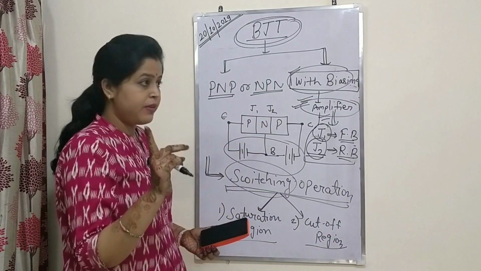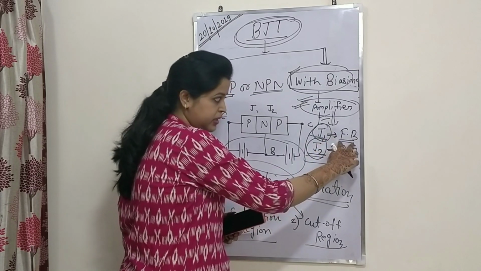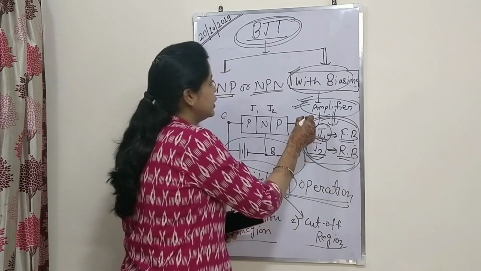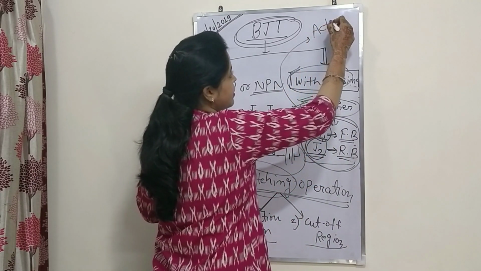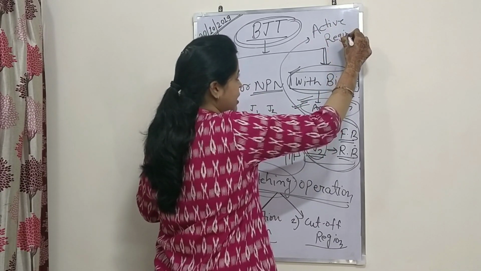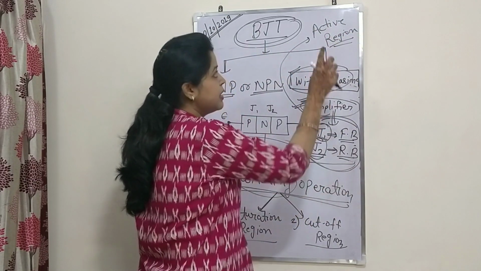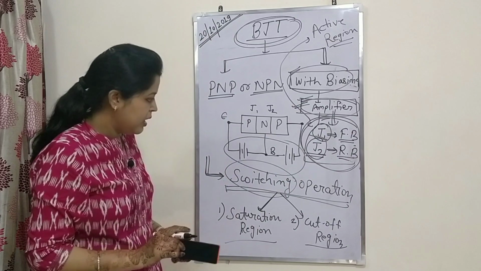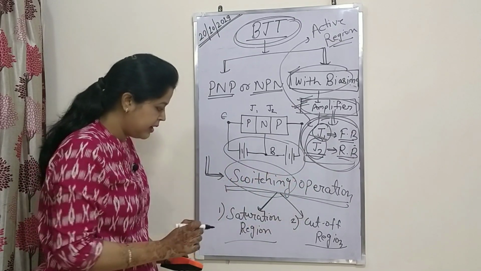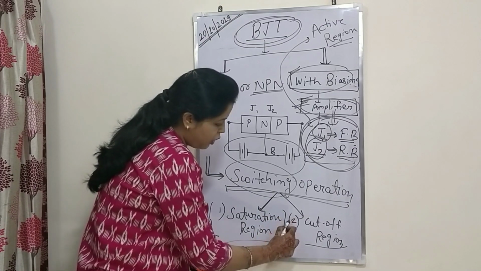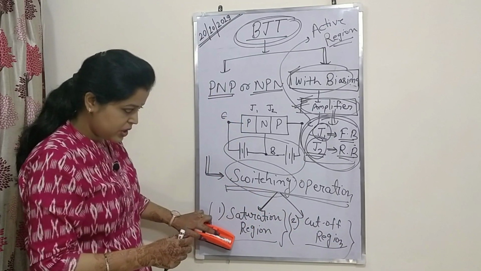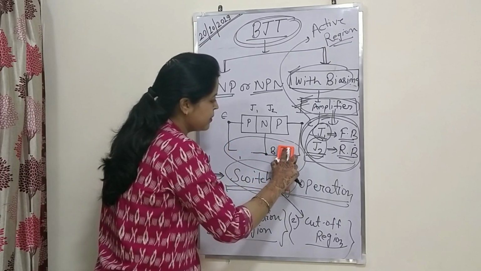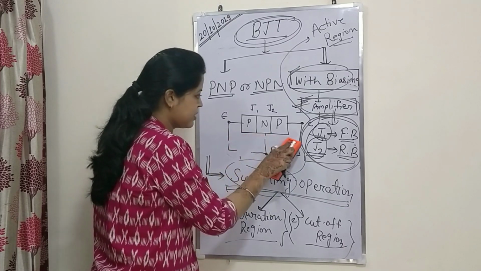Okay, remember one more thing. Whenever junction 1 is forward biased and junction 2 is reverse biased, such a mode is said to be active region. Whenever the transistor is operated in active region, the designing of an amplifier takes place, while for switching operation the transistor is operated in saturation region or cutoff region. Now what is saturation region and what is cutoff region? It will be clear from this diagram only, because we are going to bias the transistor.